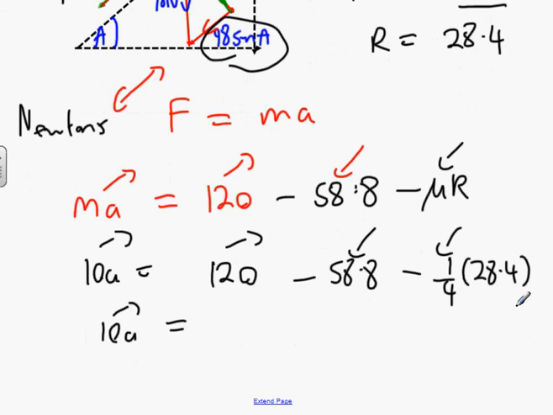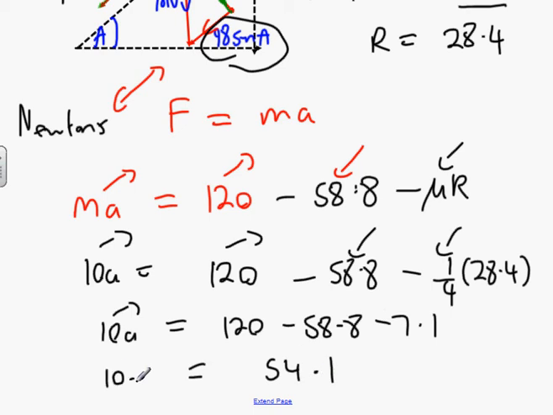Sorry, I didn't hear any of that. 7.1. Did you divide by 10 already, did you? No, that was just the last one. Oh, so that's 7.1. So what's 120 minus 58.8 minus 7.1? 54.1 equals 10a. A will therefore equal 5.14 meters per second squared. Yeah. Okay, lads.